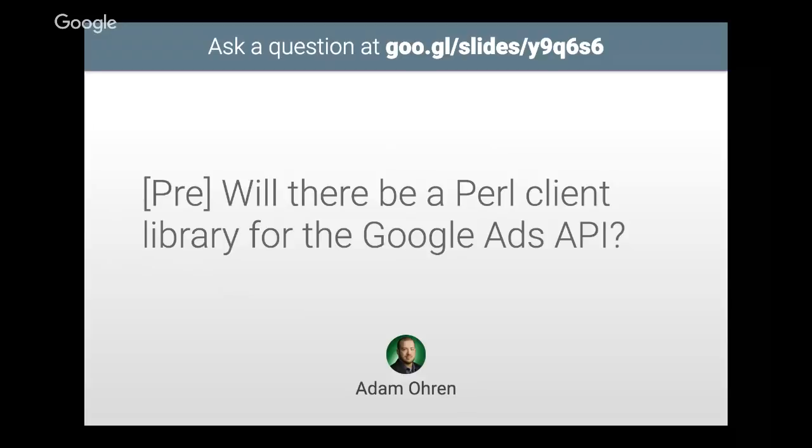Tell us why, so we can prioritize and make sure we're prioritizing the programming languages and client libraries that are in the most demand. If this is important to you, if this is a blocker, if you have an existing Perl implementation and you want a client library for it, please reach out to us on the feedback form and make sure we know about it, okay?